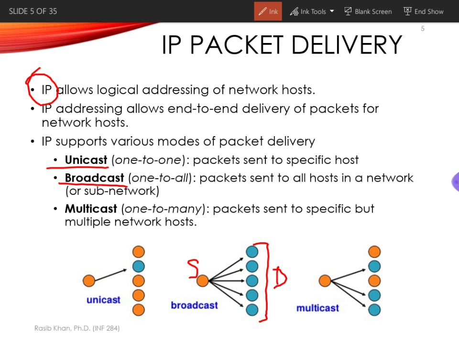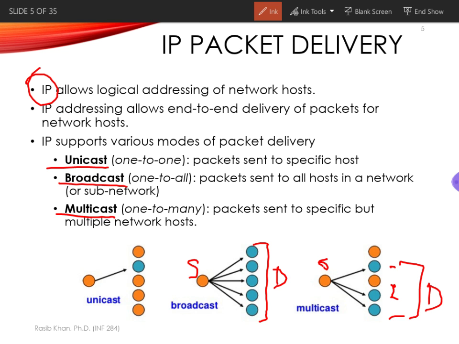The third kind, which is probably a combination of unicast and broadcast, is something that we call multicast. And here, what it does is that there is one single source, but there are a set of selected destinations where the packets will be sent.